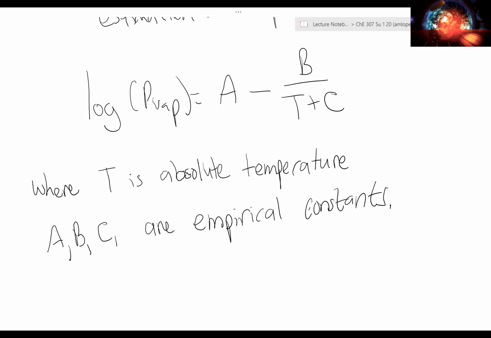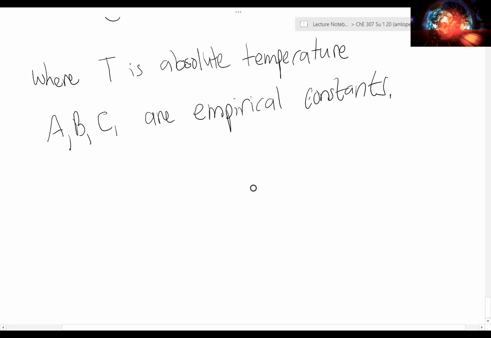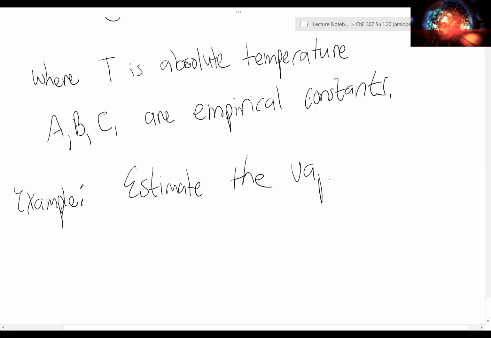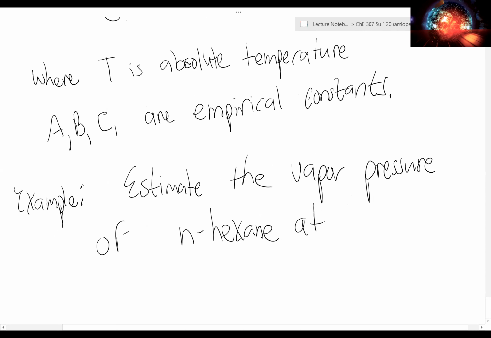So let's look at a quick example. If I had to estimate the vapor pressure of n-hexane at 34 degrees Celsius, well, what I would probably do is go to that table I stated before. And if you look up n-hexane, you would find these constants.